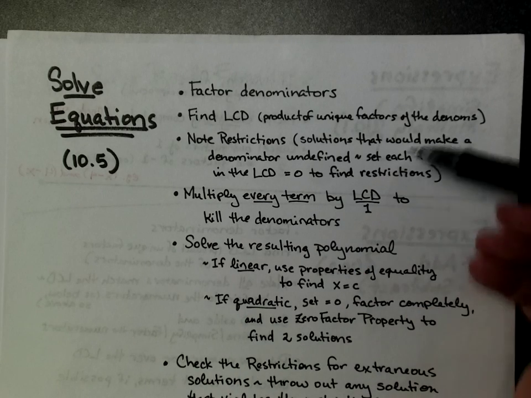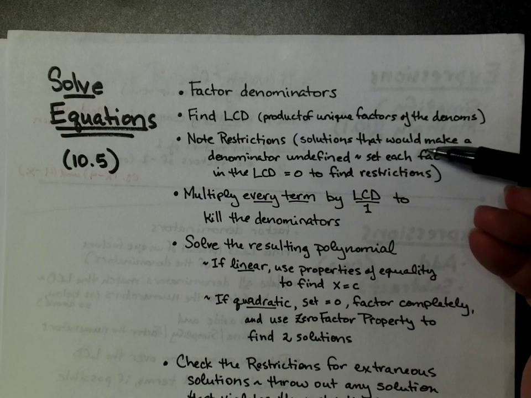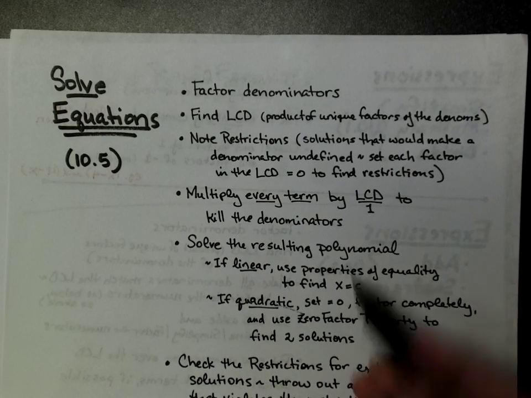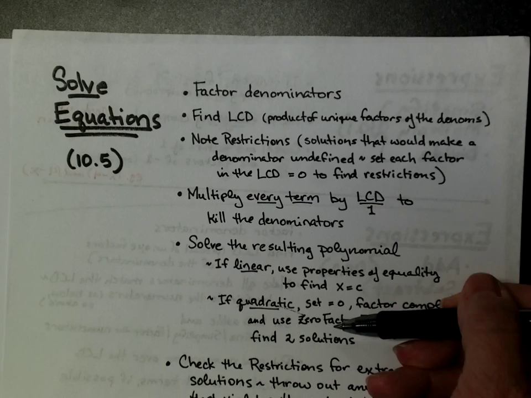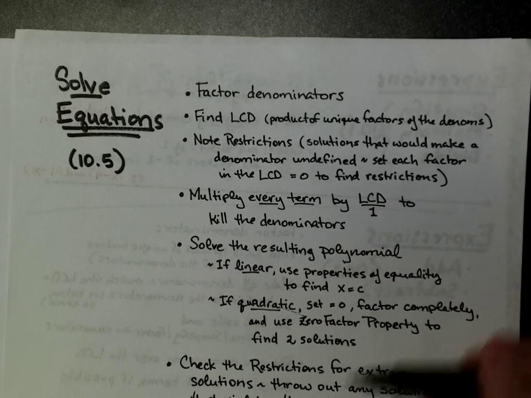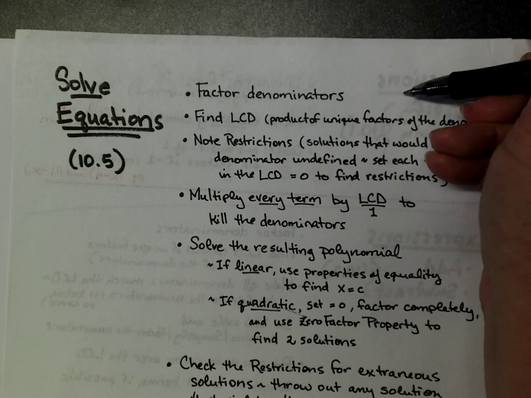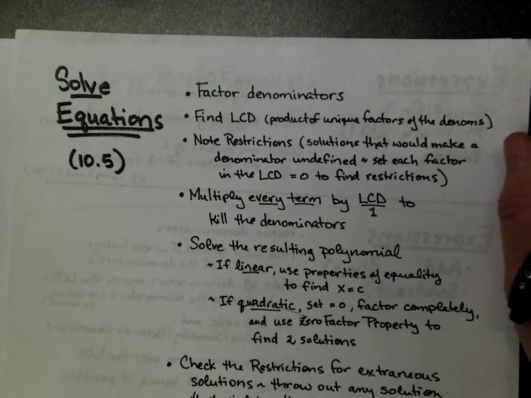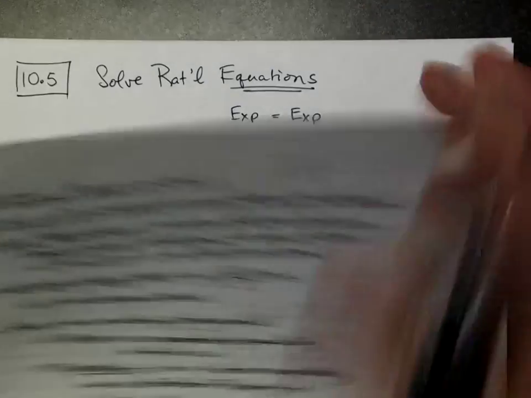If any of those x's violate the restrictions, they get thrown out. There will be perfectly good solutions for this polynomial. We'll get all of our possible solutions by solving this polynomial, but some might have to be thrown out because they violate the original rational that would make it undefined. Okay? Okay, so that's the very wordy overview. Let's put this into practice.